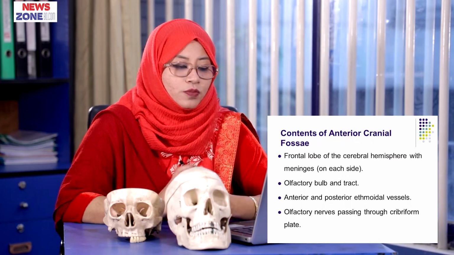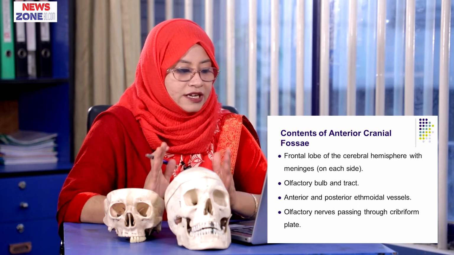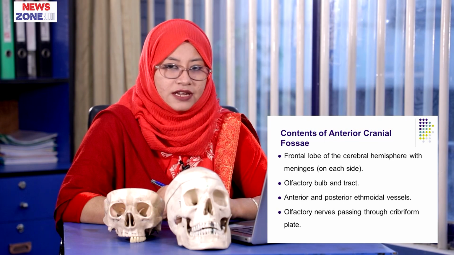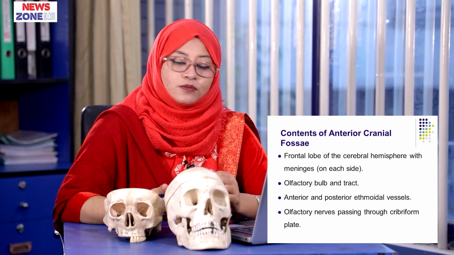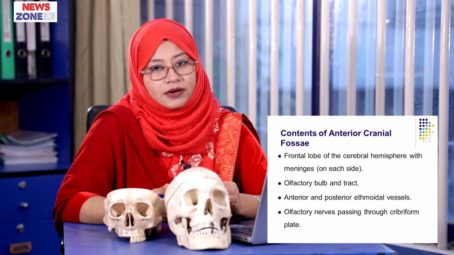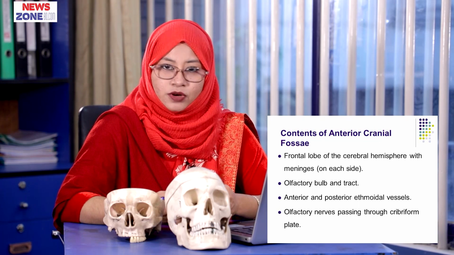Now, the contents of the anterior cranial fossa. There is the frontal lobe of the cerebral hemisphere with meninges on each side, then the olfactory bulb and tract, anterior and posterior ethmoidal vessels, and olfactory nerves that pass through the cribriform plate of the ethmoid bone.